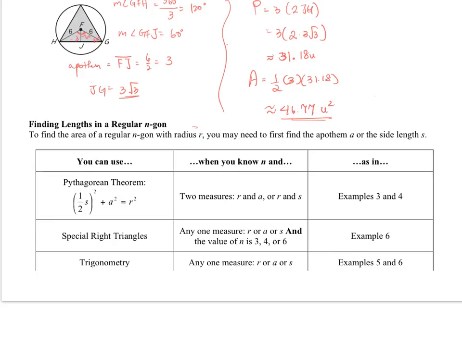And here's a summary of how to find areas of regular n-gons with any of these given information. So the key strategies here are that you can use Pythagorean theorem, special right triangles, and trigonometry to solve for the areas. And these are just the given conditions when you know the number of side lengths of the regular polygons and the matching examples that we just did above.